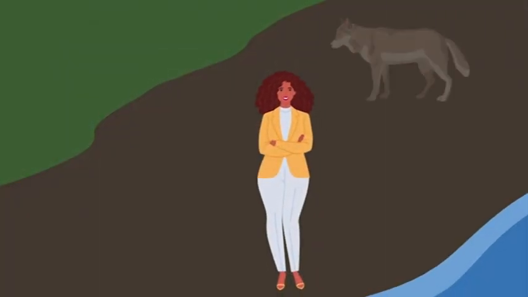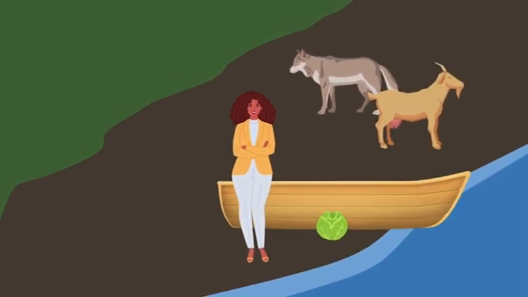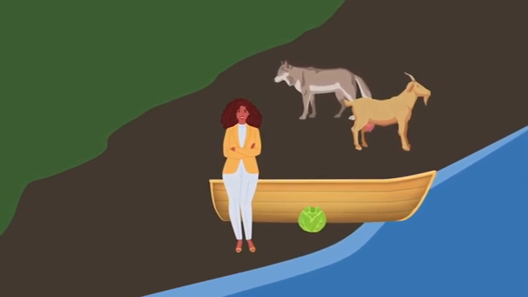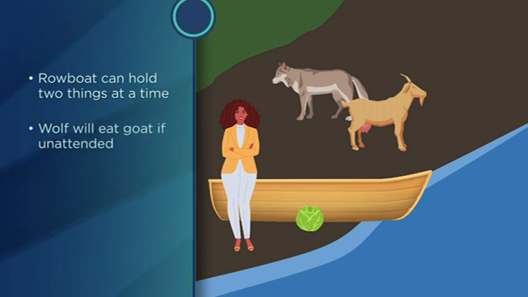So here goes. You're standing on a riverbank with a wolf, a goat, and a cabbage. You have a rowboat that you can use to get to the other side of the river. However, the boat can only hold 2 things at a time. Moreover, if the wolf is left unattended with the goat, then the wolf will eat the goat.